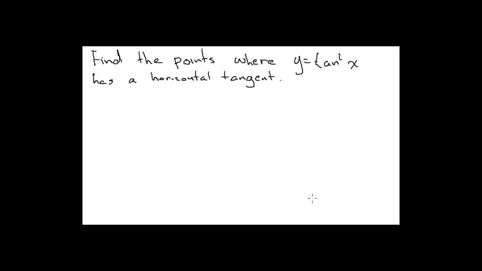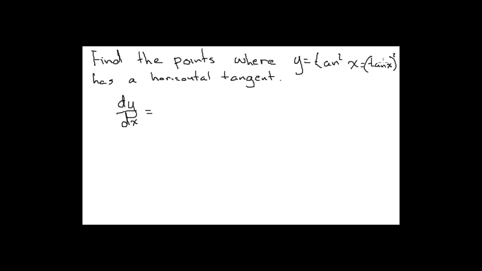Okay, so here's the example we'll do. We're going to find the points where this function, tan squared x, has a horizontal tangent. So remember, horizontal tangent means the slope of the tangent is 0, or the derivative is 0. So we want to get the derivative of this. Remember, that's equal to tan x all squared. So that means we've got to use our chain rule.